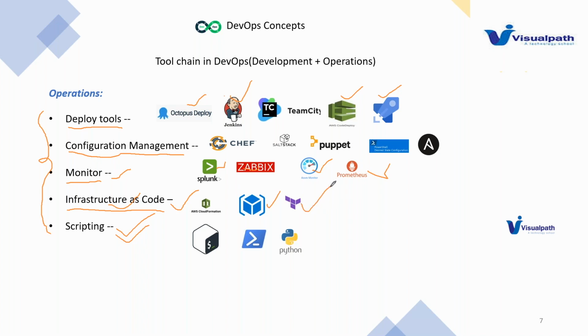It supports multiple environments at a time, so we can go with that. For scripting, we can go with Bash or PowerShell if it is Azure. The most popular is Python. If it is AWS, then we have the Boto3 framework, which is used with Python, and for Azure we have Python SDKs to connect with Azure Cloud. So these are the tool chains which we are using in DevOps concepts.